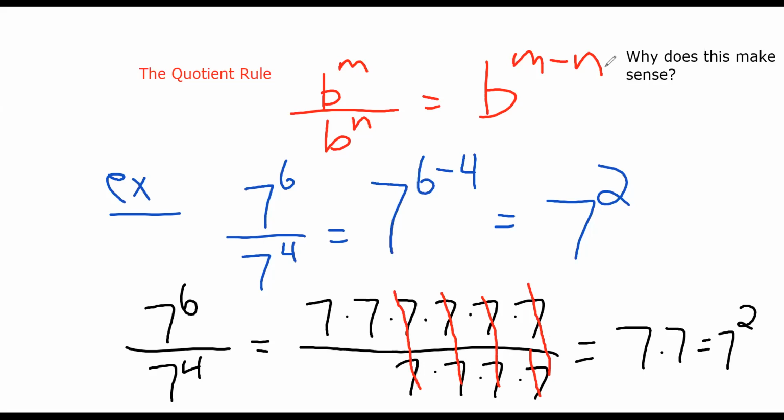So again, it's not a proof, it's just a demonstration of this rule. But it kind of clicks once you see what's going on, once you know that you can cross them out. Something like that.